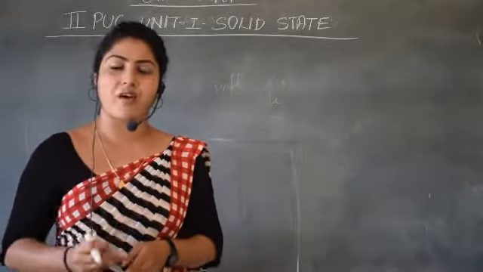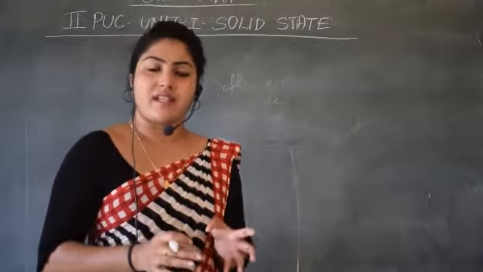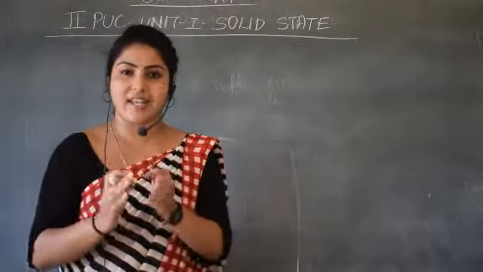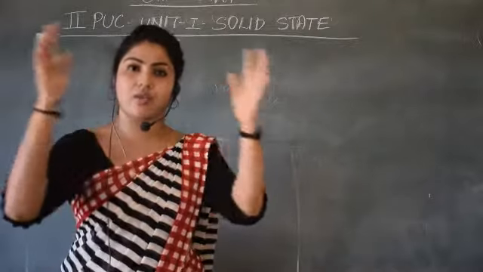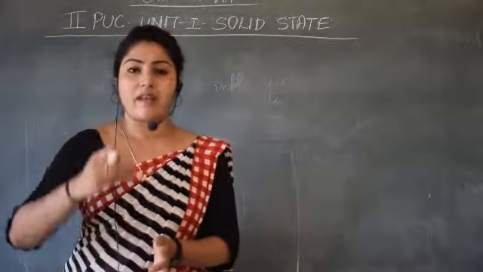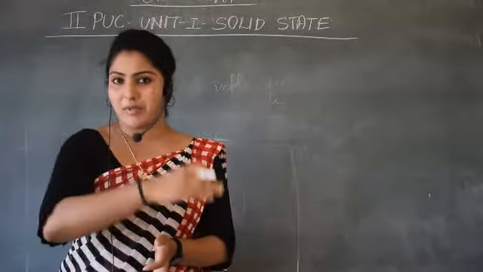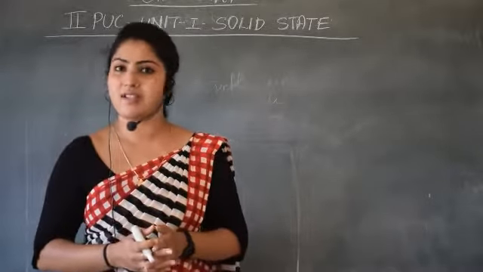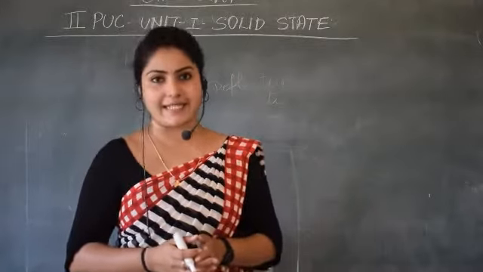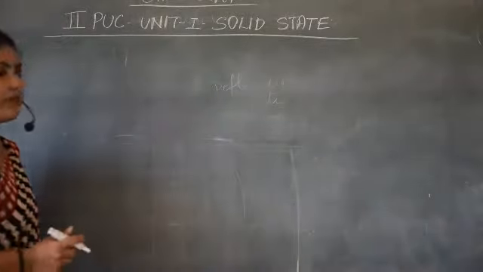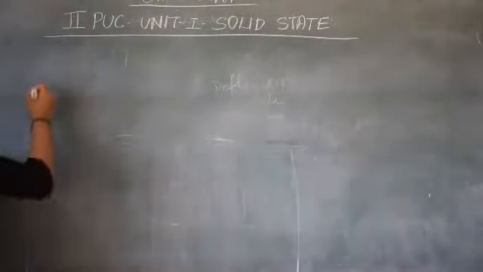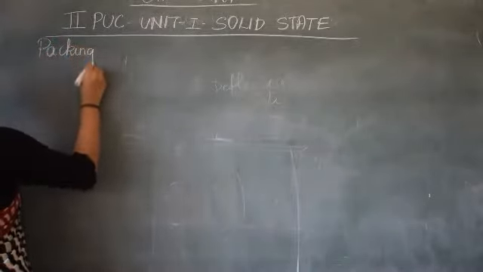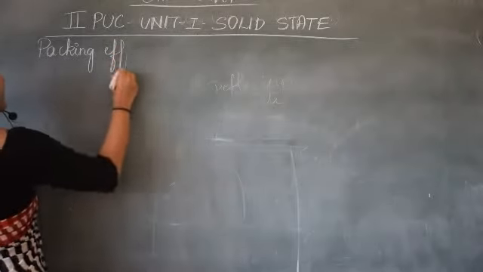Then we have seen how we can calculate the number of particles in a crystal lattice. So we know that the unit cell is the smallest portion in the whole crystal system. When it is repeated 3-dimensionally, it forms a crystal system or crystal lattice. Today we will be studying a very important concept called packing efficiency.